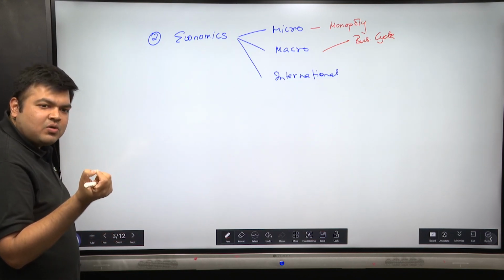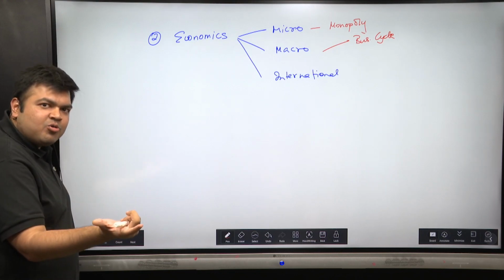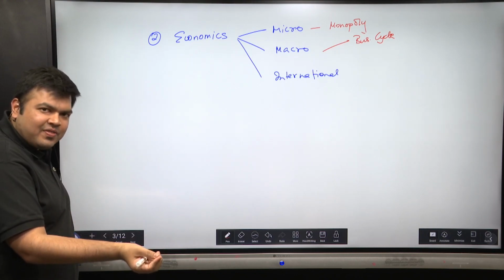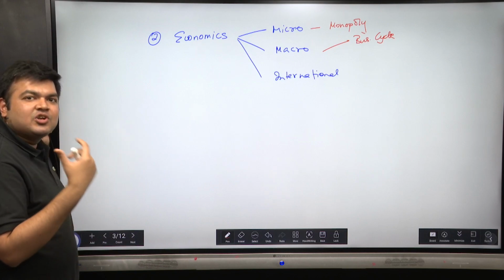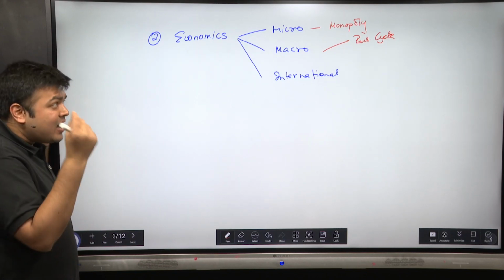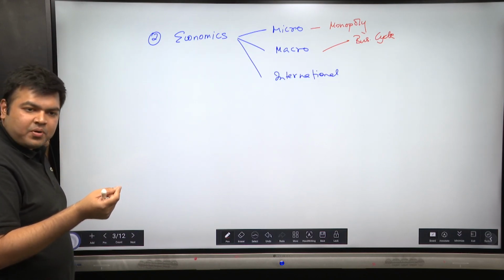Discretionary spending goes down. Necessities you will have to spend on. What you need, you have to spend on that. But discretionary expenditure you can probably cut down. So understanding business cycles becomes important.